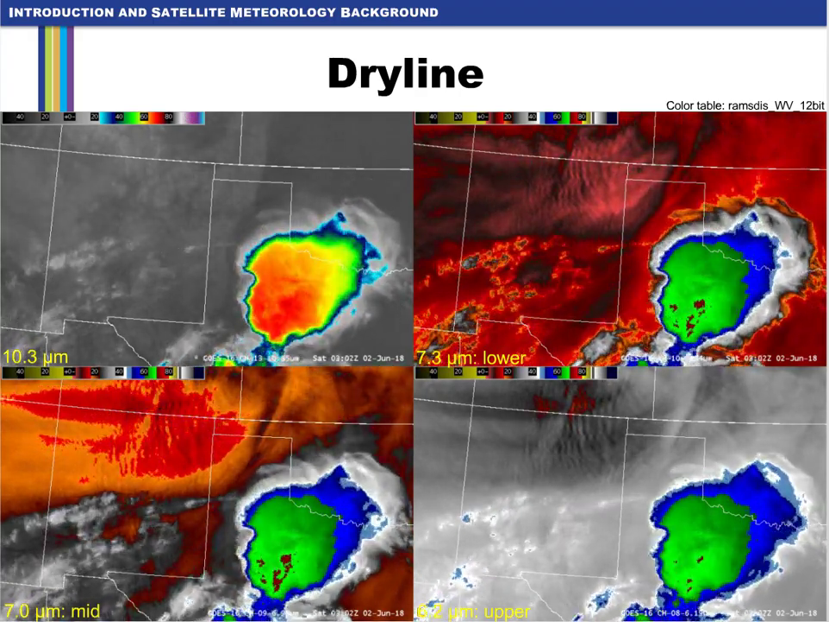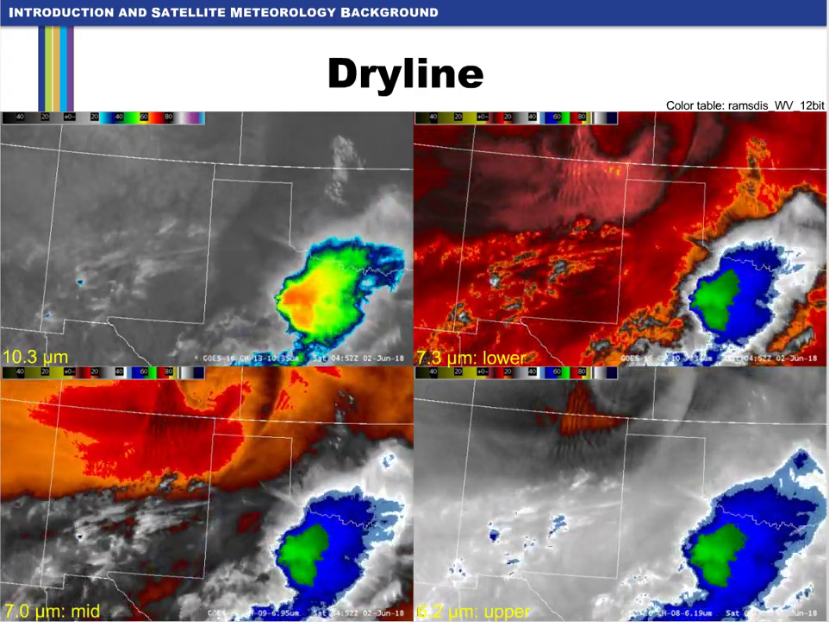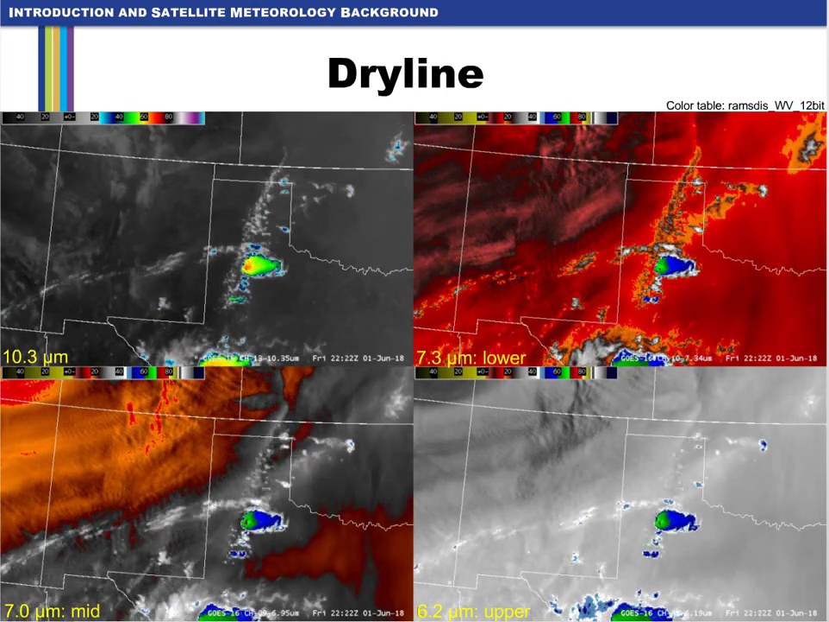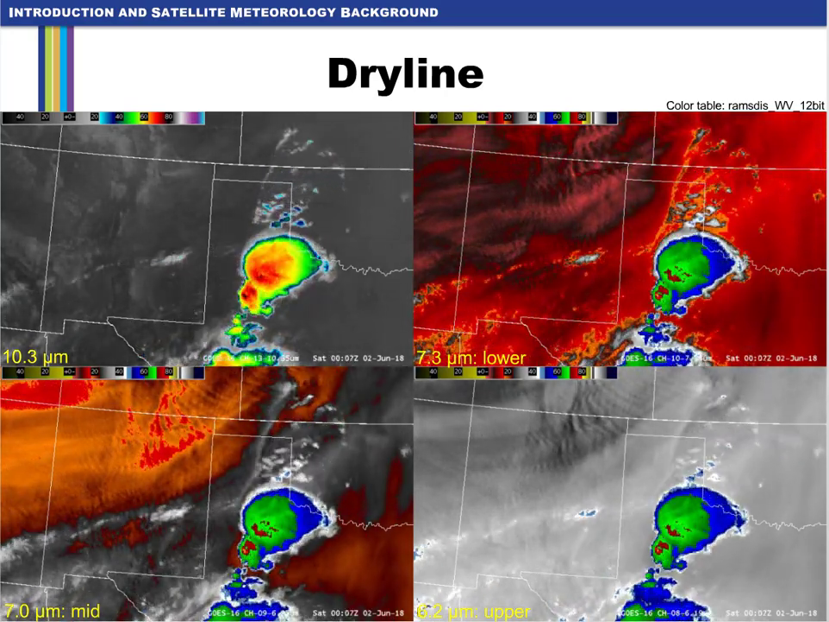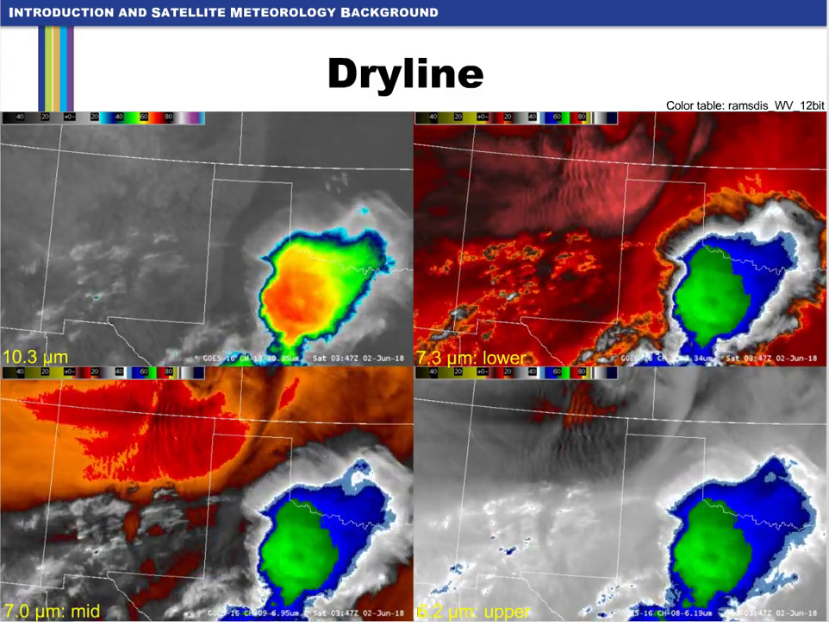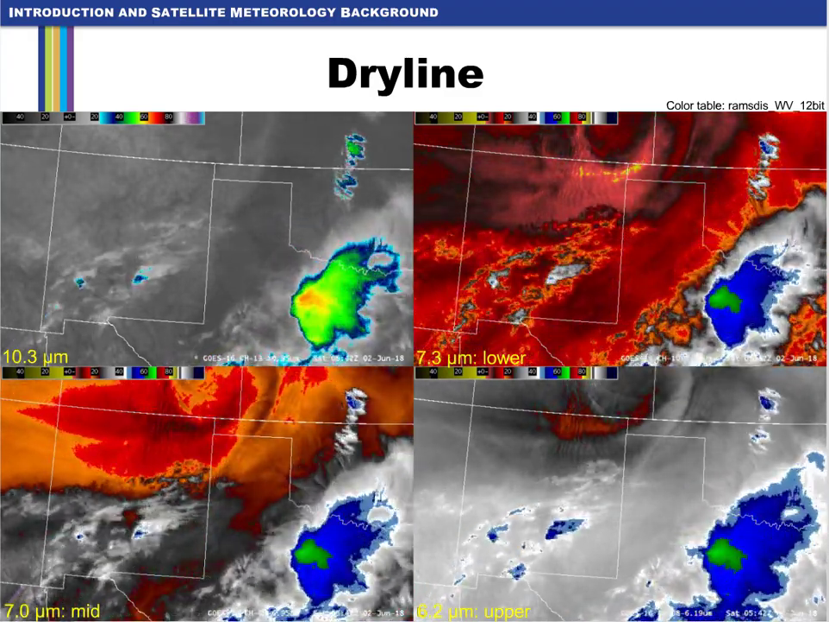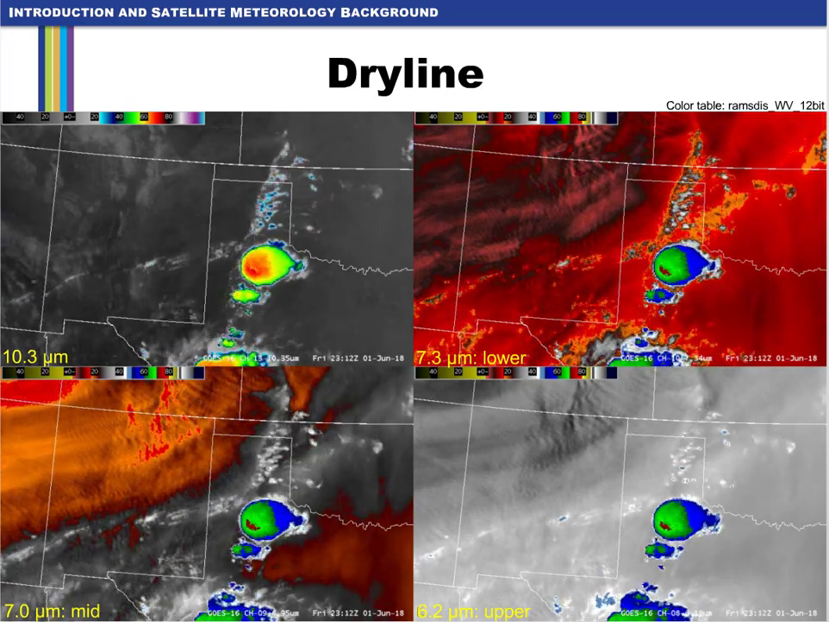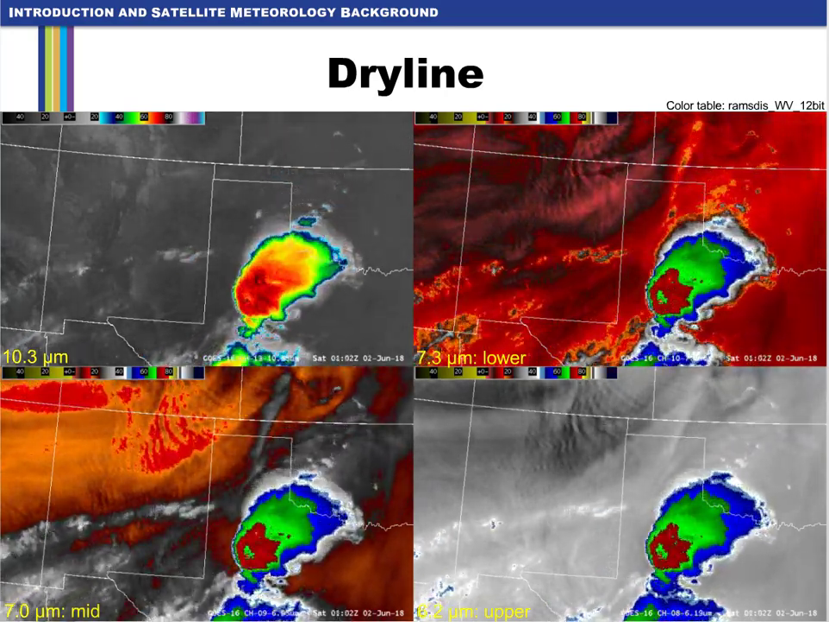Here's a 4-panel display of the 3 water vapor bands along with the IR band at 10.3 microns for a dryline in the Texas Panhandle. The loop spans from the afternoon hours into the evening hours after sunset. Therefore, we expect the IR band to readily show the change in temperatures on either side of the dry line.